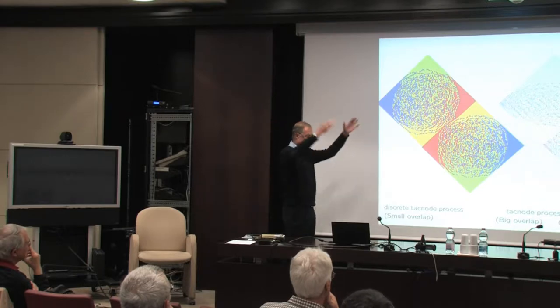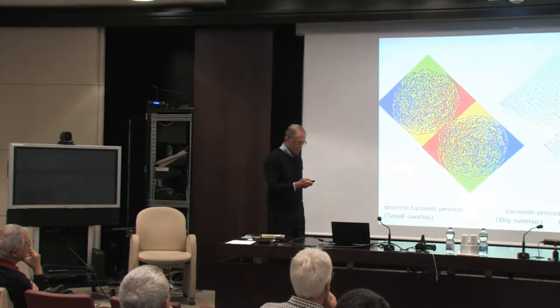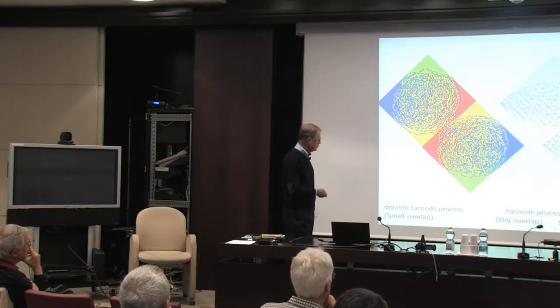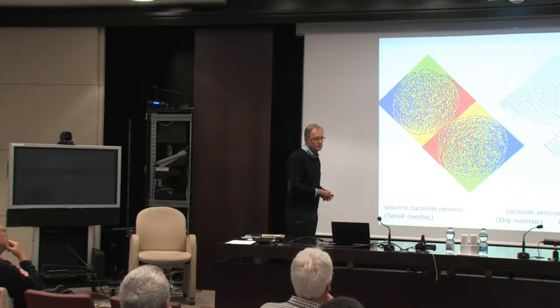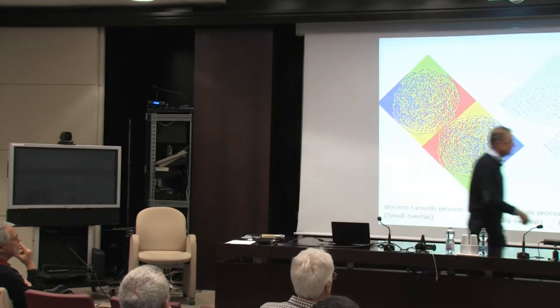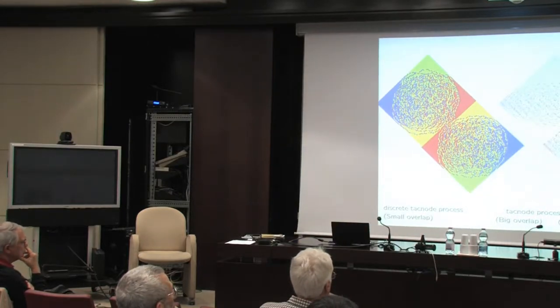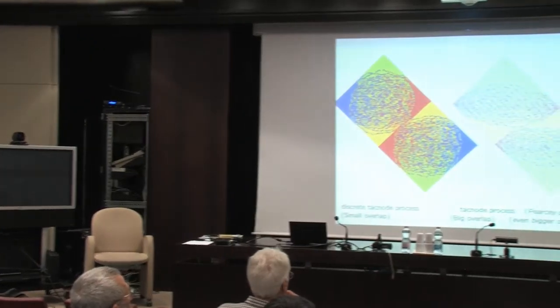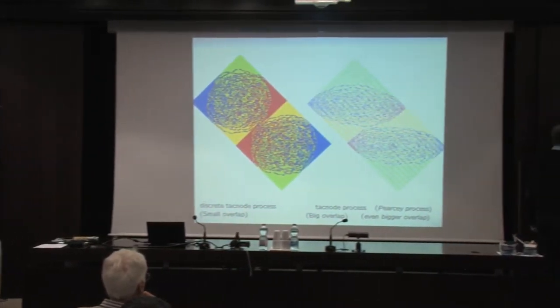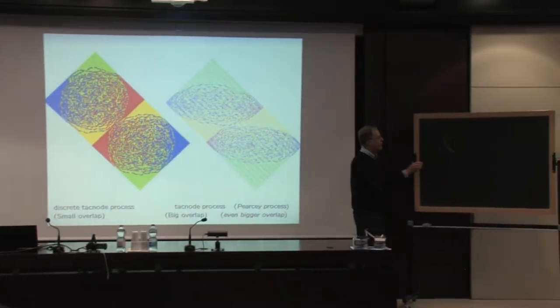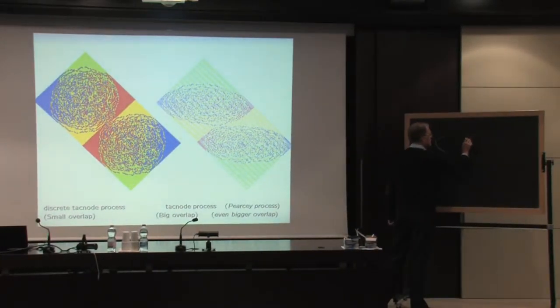If you look at asymptotics, you let these things become very, very large, and you assume that there's a very small overlap between those two Aztec diamonds. Then this leads to the discrete tacnode process. Why tacnode? As you know, a tacnode is a very simple thing: two circles touching like this. That's a tacnode. It's different from a cusp. A cusp is something like this. That's a different singularity. I will mention this later on.